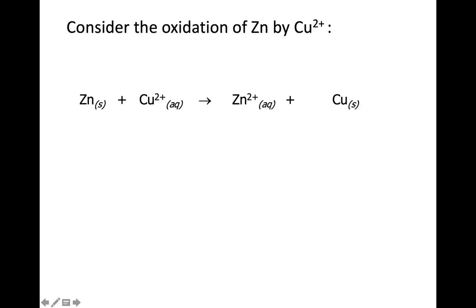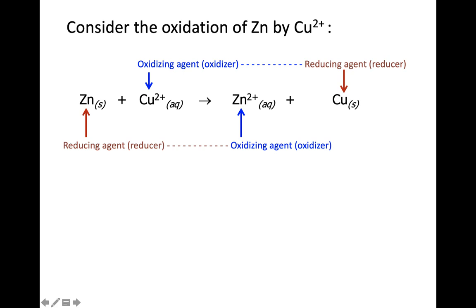Let's start by considering the oxidation of zinc by copper 2+ ions. So in this reaction, our zinc is being oxidized. So then it must be the reducer or the reducing agent. And if we went in the reverse reaction, zinc would be reduced and copper would be oxidized, so zinc would be the oxidizing agent. So written in the forward direction, the zinc is being oxidized by the copper +2 ion. So the copper +2 ion is the oxidizing agent or the oxidizer.